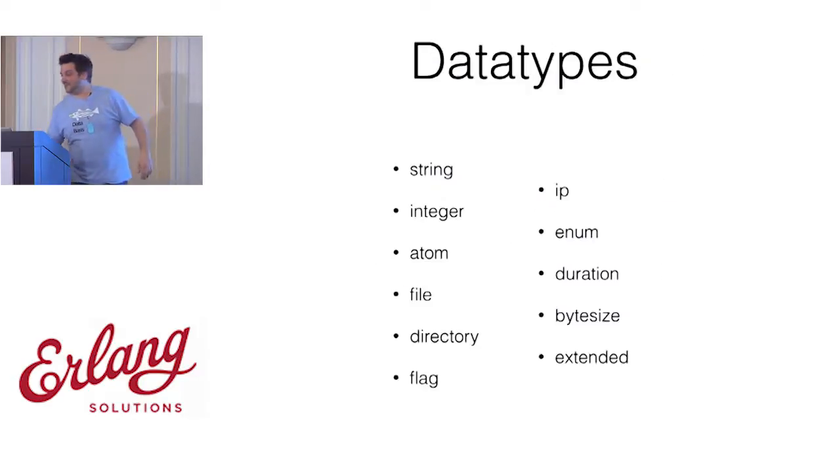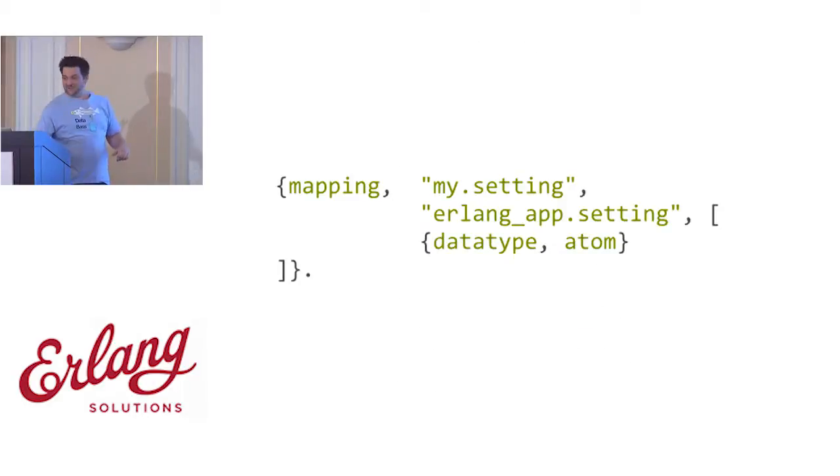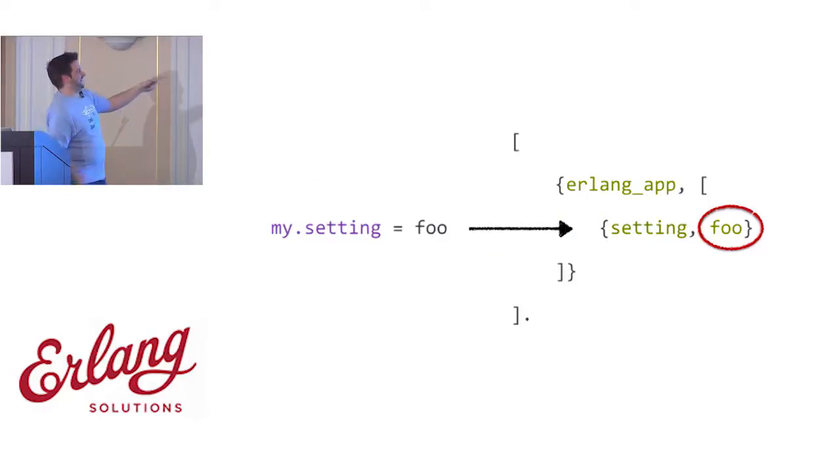But if you need more, we can use these data types. And we got lots of them. We got strings and integers and atoms and IPs and directories and files and flags and enums and durations and byte sizes and extended data types. So let's say I don't like that string. Let's say I want this thing to be an atom because my app config wants an atom. Well, all I do is add datatype atom here. And then we look at that conversion again. And now everything's the same about it, only foo is an atom. It's not a string anymore. We do the conversion for you for free.